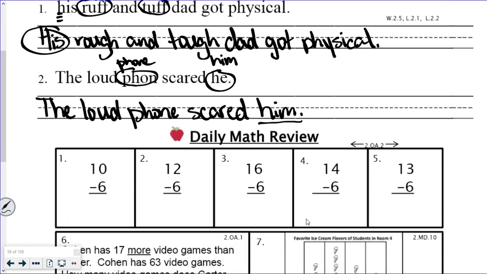And we'll move down to the daily math review. 10 minus 6 is 4. 12 minus 6 is 4. 16 minus, or wait, 12 minus 6 is 6, not 4. Because 6 plus 6 equals 12. 16 minus 6 is 10. 14 minus 6 is 8. 13 minus 6 is 7.